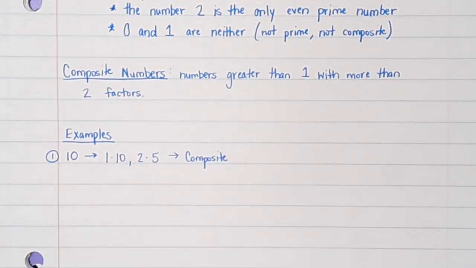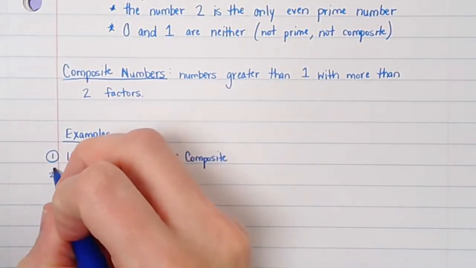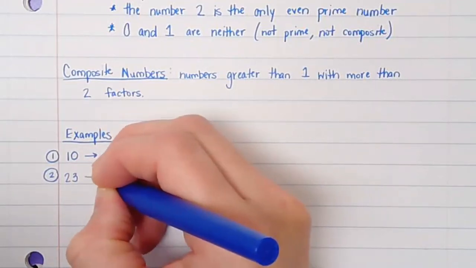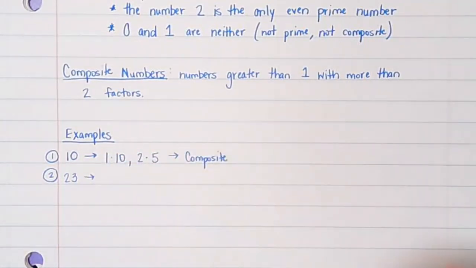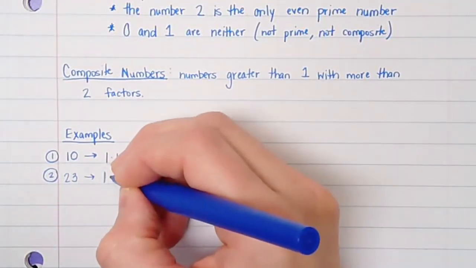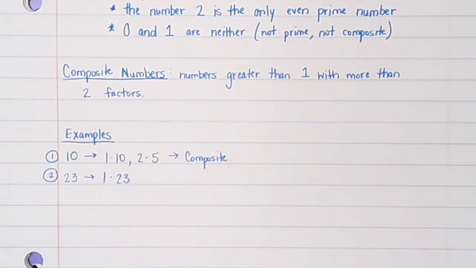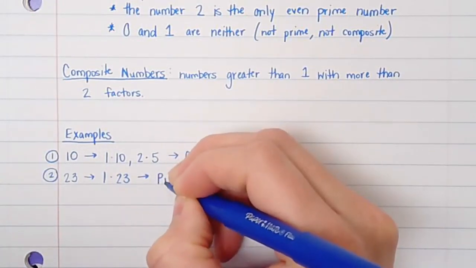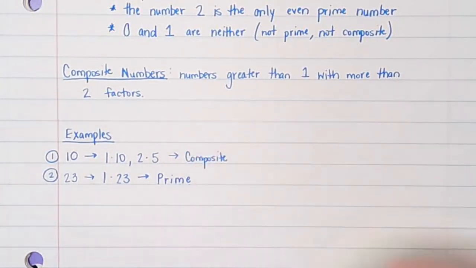Let's look at another one. Let's do 23. Well, what gives me 23? Well, obviously 1 times 23. But is there anything else in the world, any other numbers, that are going to give me 23? And hopefully you're realizing that that's no. There's nothing else that gives me 23. So 23 is a prime number. So if you can only list those two things for your number, then it has to be prime.